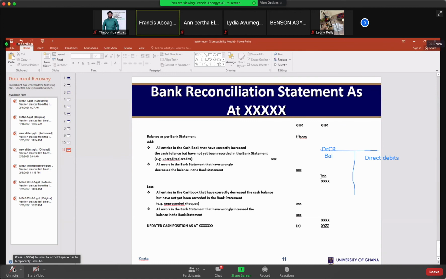Then we will also take into consideration errors. Among the errors, there are some that may increase the bank statement balance, and there are some that will decrease it. Those that have wrongly decreased the bank statement balance, we add them back. And those that have the capacity to increase the bank statement balance, we subtract them. And it will give us the adjusted cash position.